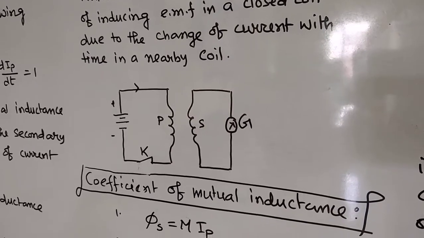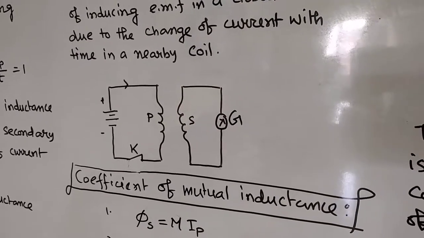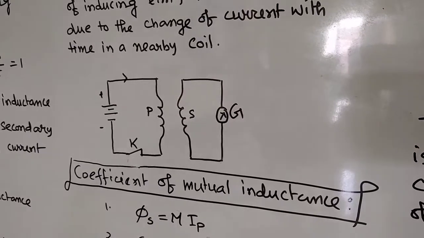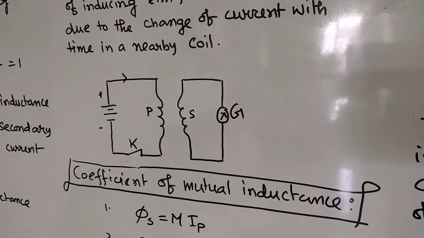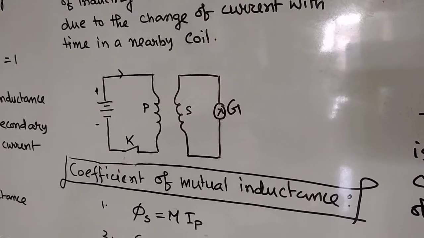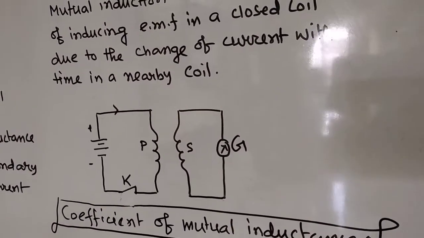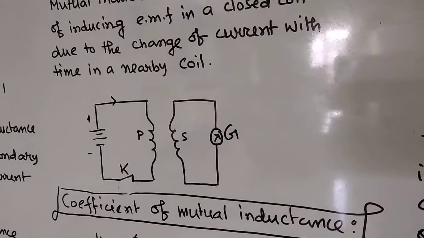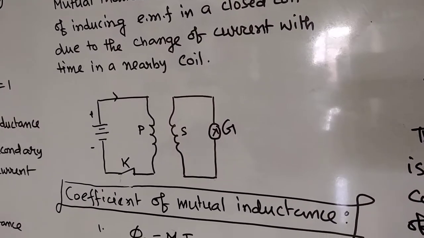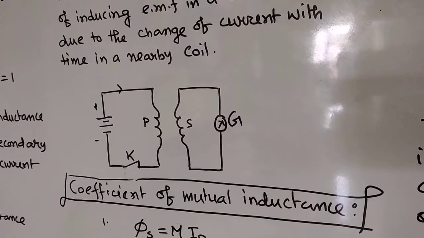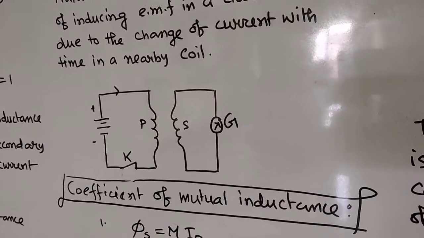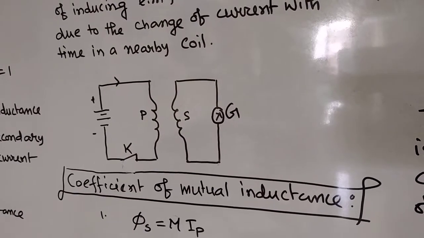This increase in flux is very easily, or you can say there is an increase in flux linked with the secondary, because primary and secondary are very close to each other. So increase in current corresponds to increase in flux in primary, and this primary is very close to the secondary, so there is an increase in flux in secondary.